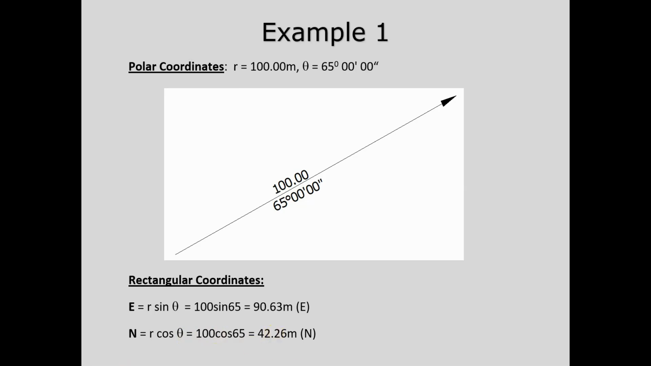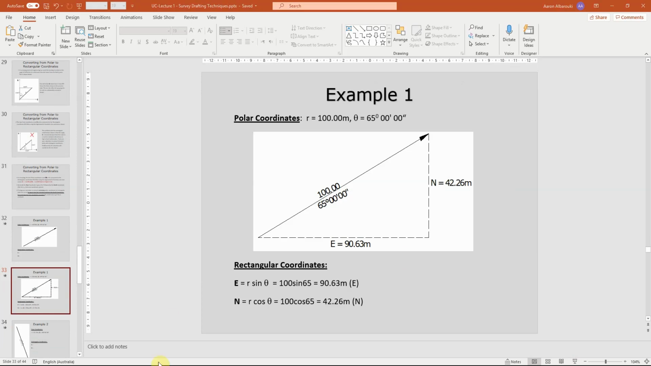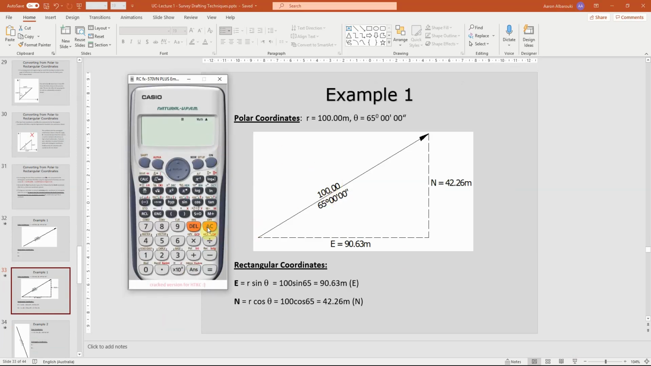So on the calculator, let me show you. 100 times cosine the angle, which is 65 degrees, and that gave us 42.26. That's the northing. And to find the easting, all I have to do is change that to the sine of the angle. Okay, that will give you a value.